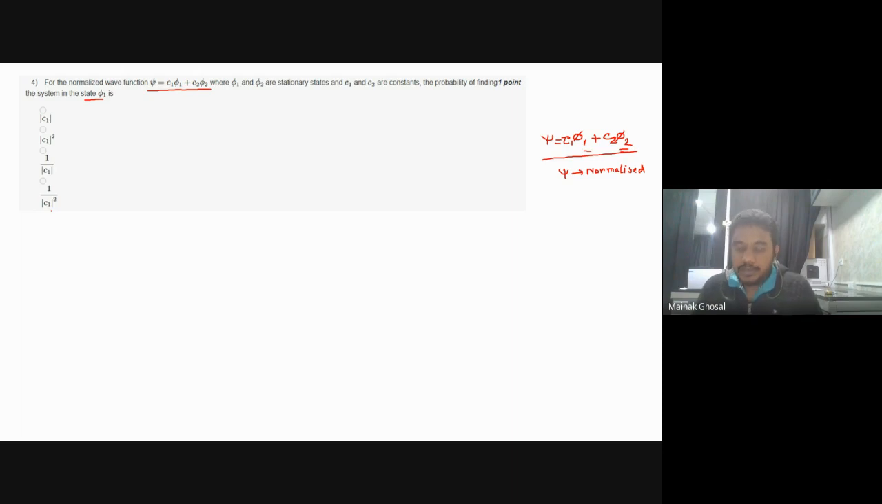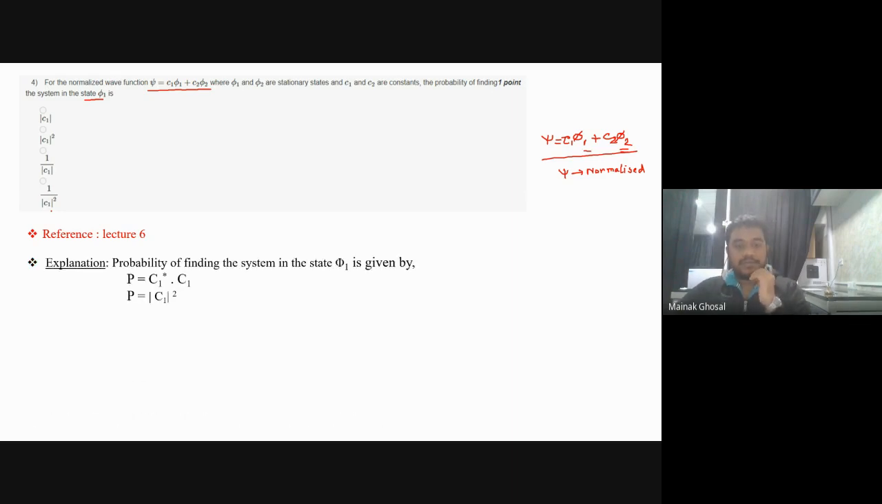Okay. So I'm going to explain that. You can find this answer in the reference with lecture number 6. You can find this answer clearly. What I am going to tell you is how the probability is defined. I'm going to prove that. First of all, you know the answer, then I will prove how it is coming. So the probability is C1 star C1.